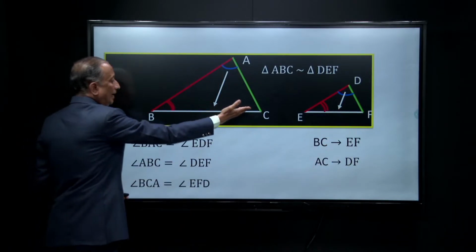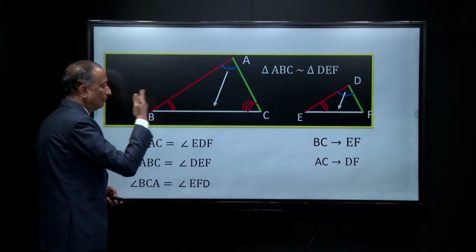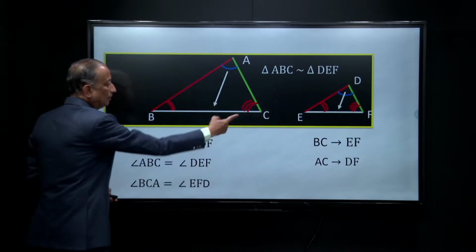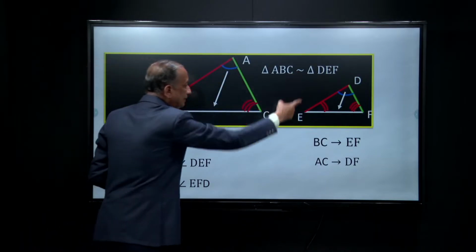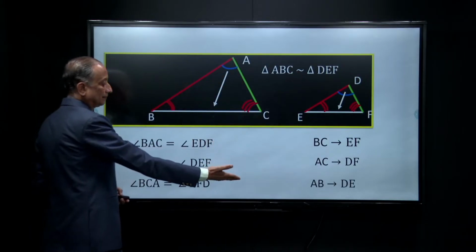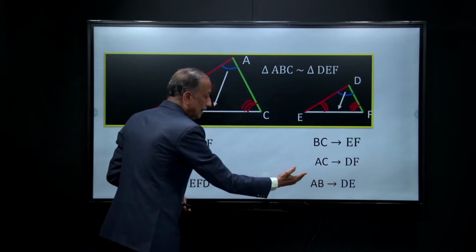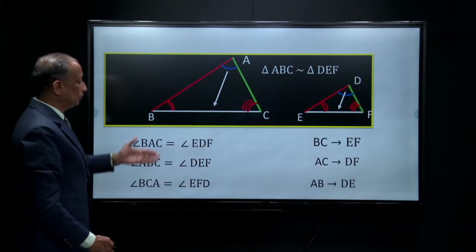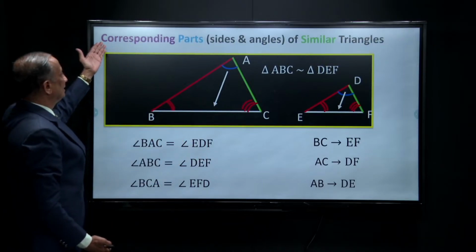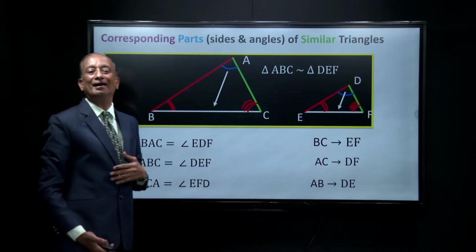Finally children, angle C and angle F are equal. So these two angles are equal. And which are the sides facing them? That is AB and DE, the corresponding sides. So read this arrow mark as corresponds to. This we call corresponding parts.